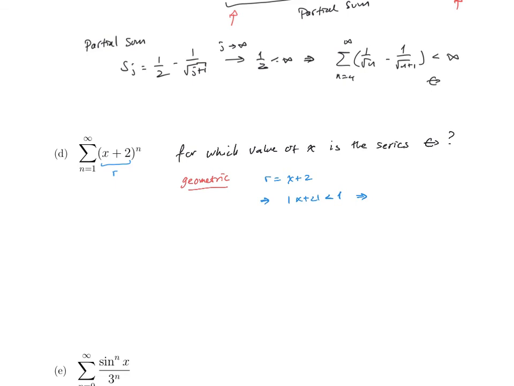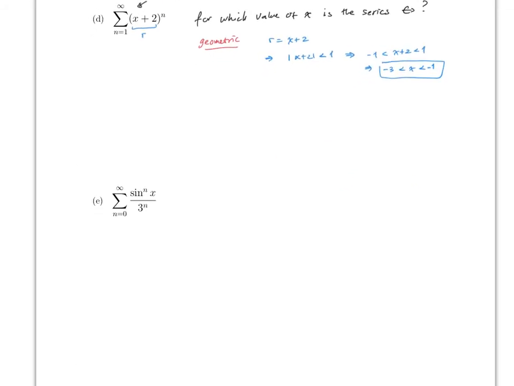If you solve for x, you will have minus 1 less than x plus 2 less than 1. That implies minus 3 is less than x less than minus 1. So these are the possible values for x. We're going to see this kind of series in a lot of detail in, I think, section 11.8 and 9. And when you involve the x with the n, these are actually called power series.